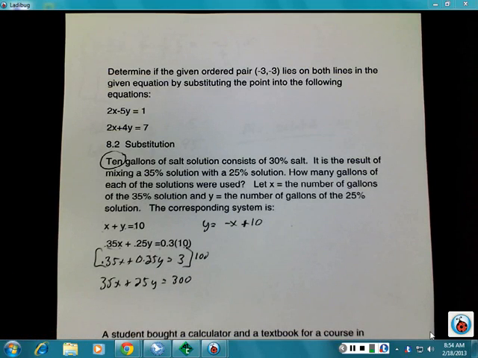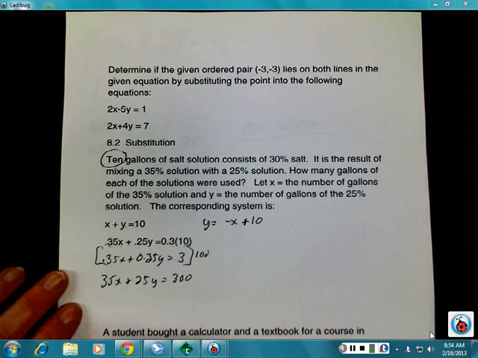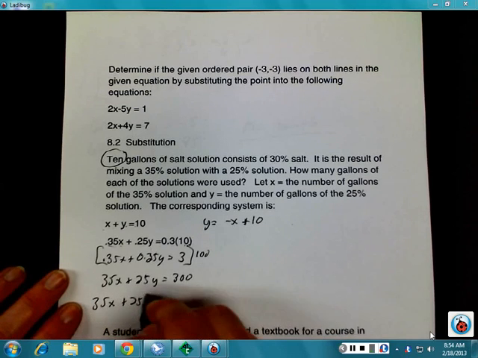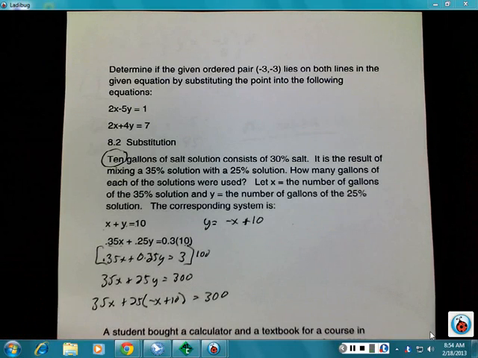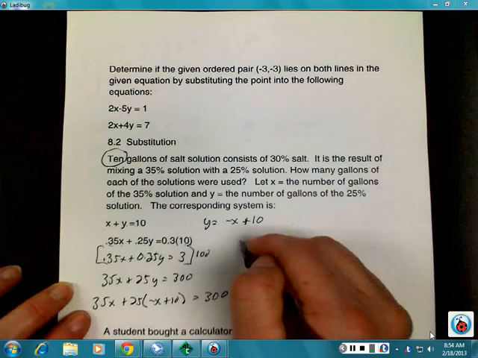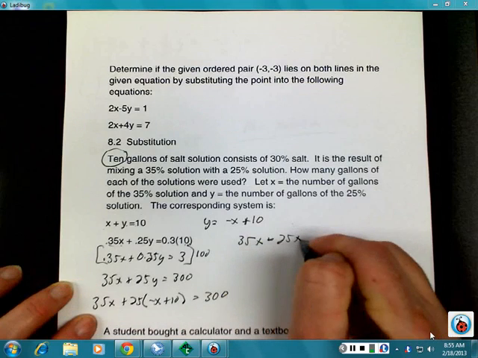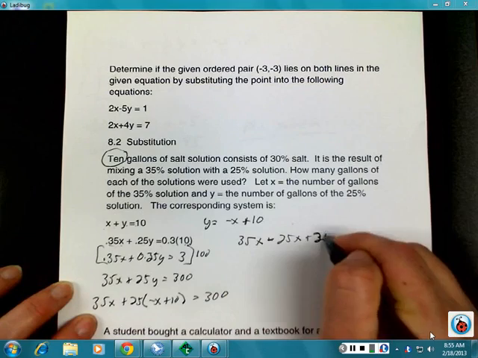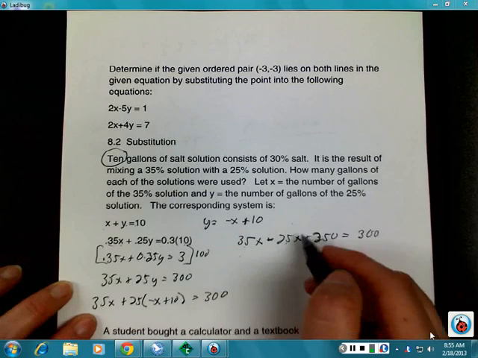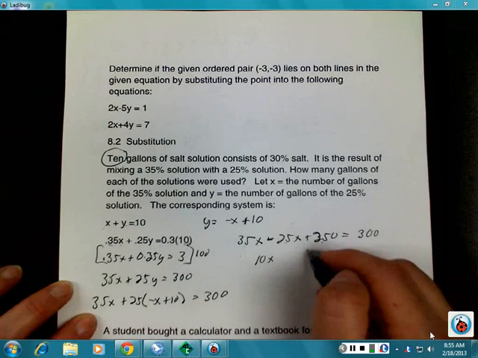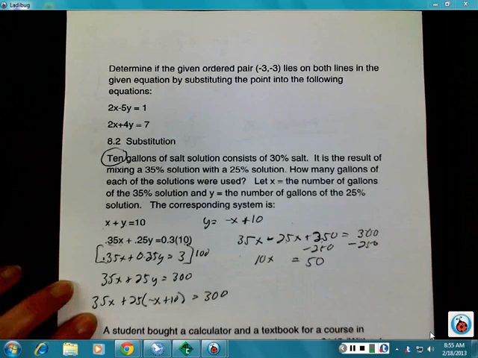So once I get to that point, then plugging this in makes it a little bit easier to do. So I'm going to replace y with this. So 35x plus 25 times a negative x plus 10 is equal to 300. That leaves me with 35x minus 25x plus 250 is equal to 300. Put my x's together, leaves me with 10x, minus my 250. 350 minus 250 leaves me with 50. I think we're all okay there.